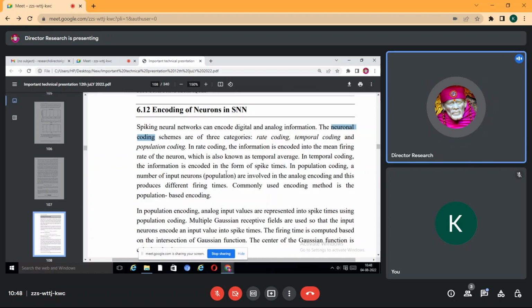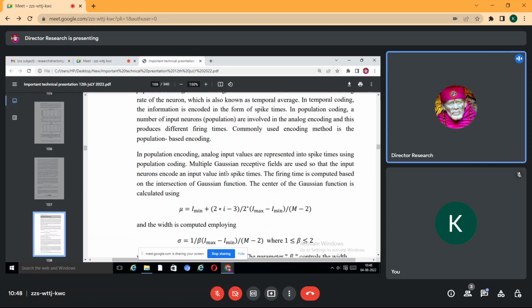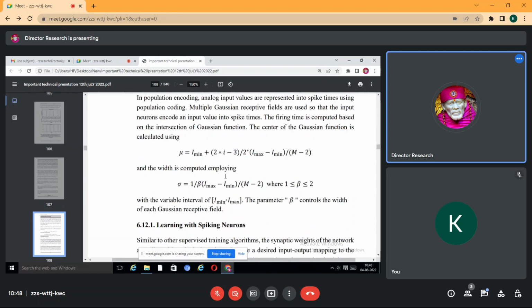In population encoding, analog input values are represented as spike times using population coding. Multiple Gaussian receptive fields are used so that the input neurons encode an input value into spike times. The firing time is computed based on the intersection of Gaussian functions. See the formulas here, that's enough: the mu formula and the sigma formula.